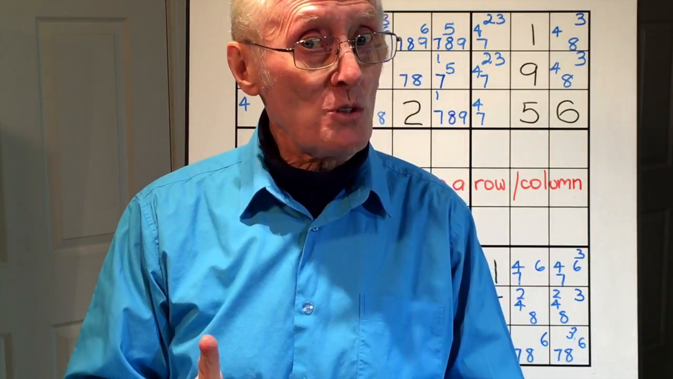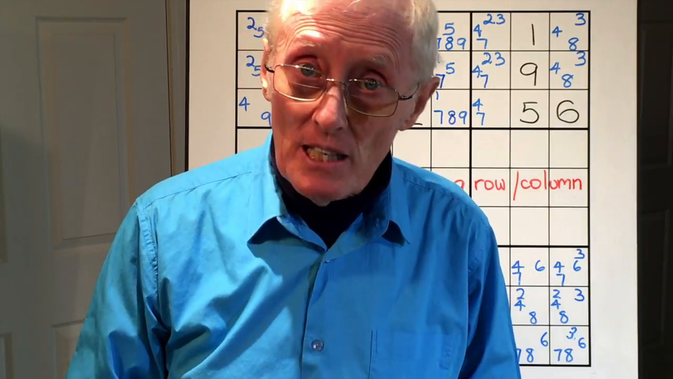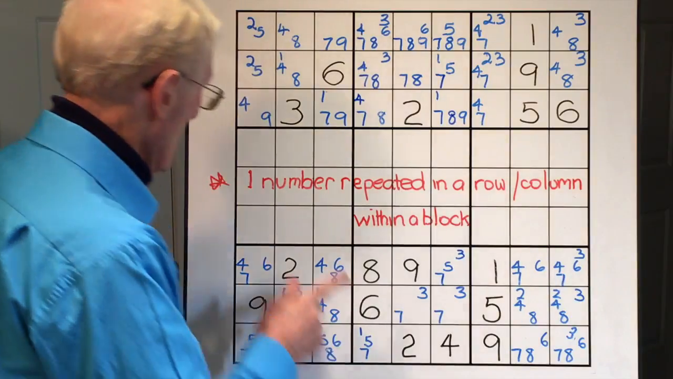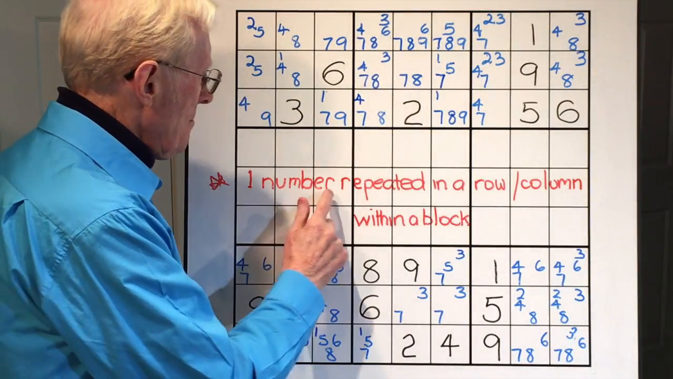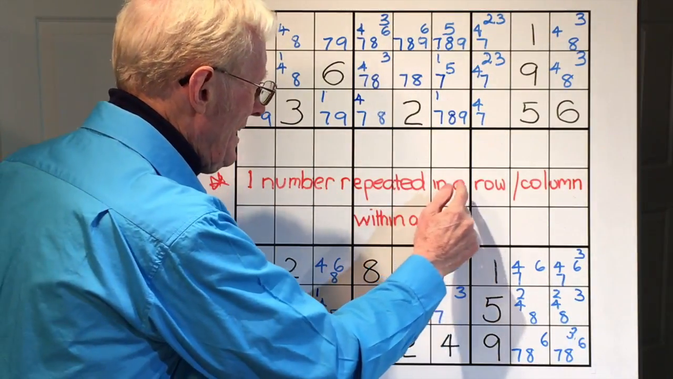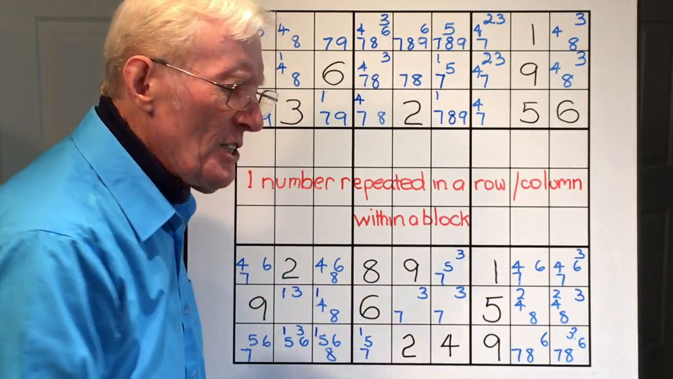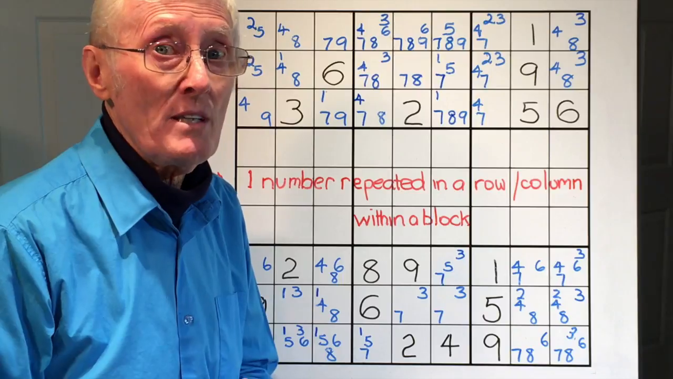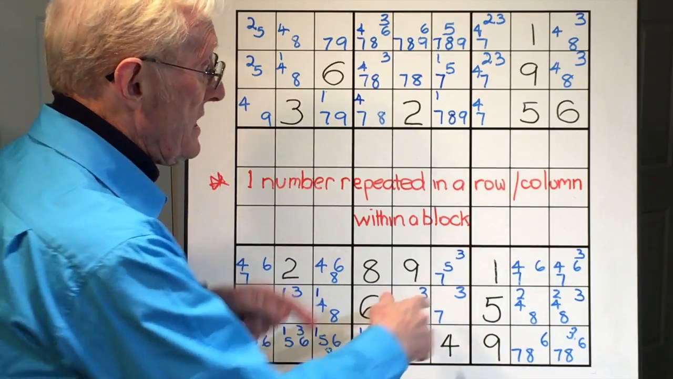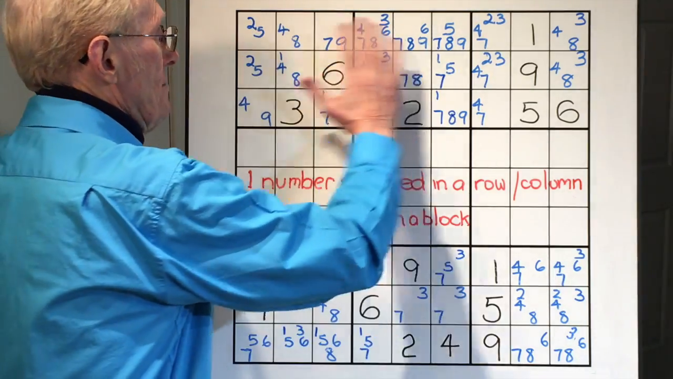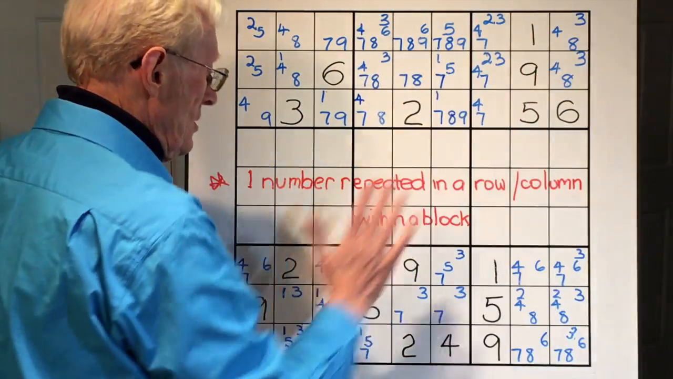This is an important one. In this particular tutorial I want to cover this topic: one number repeated in a row or column within a block. This is very powerful when we're doing advanced puzzles and you've got all these little numbers put in. This is from one puzzle and this is from another puzzle.